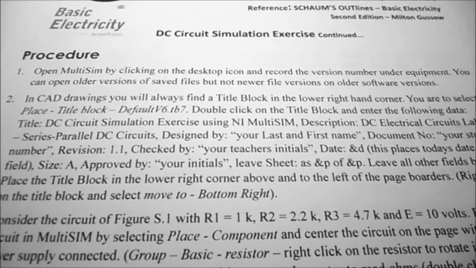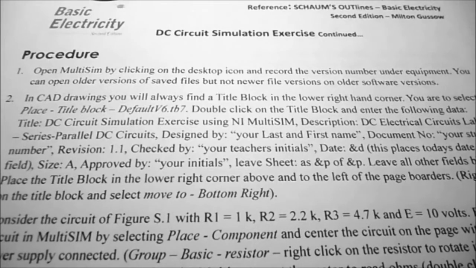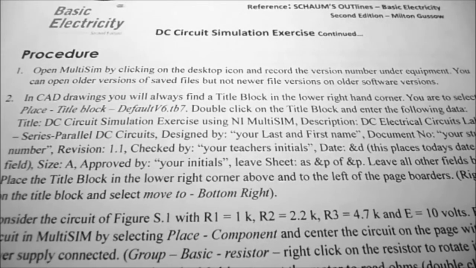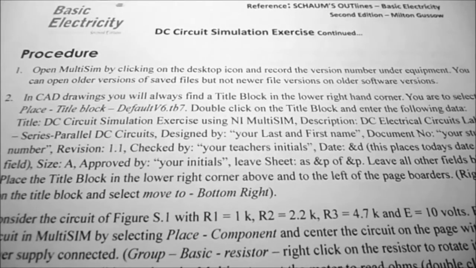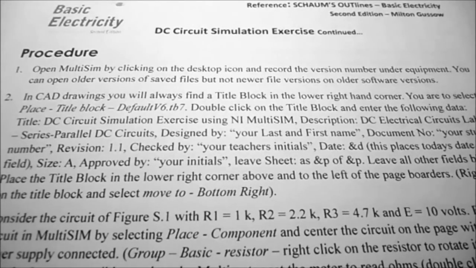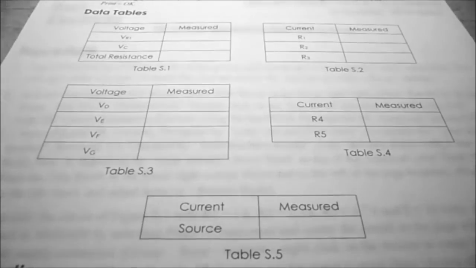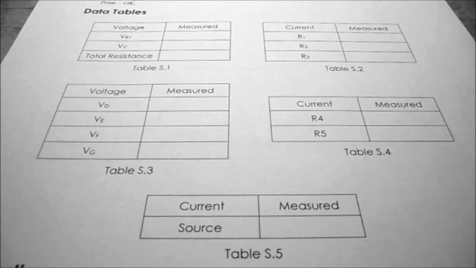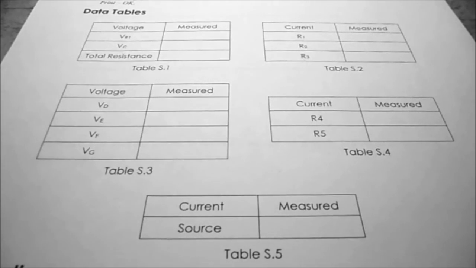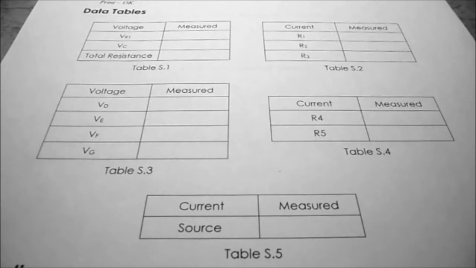So the procedure has 10 steps to it, and you can see that it is fairly wordy. It's kind of hard to describe how to click on things on your screen and different menus and such, but I've tried my best to put them in under the procedure, so I'm going to let you read the procedure rather than me read it to you. As you can see, there are actually 5 data tables for you to fill in. You're not to be doing any calculations. These are just measurements that we're going to take from MultiSim.